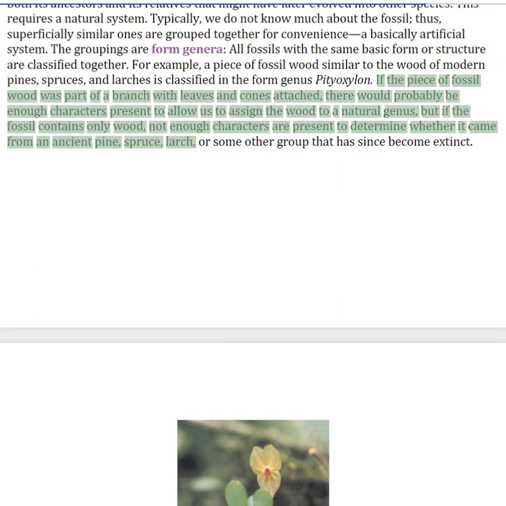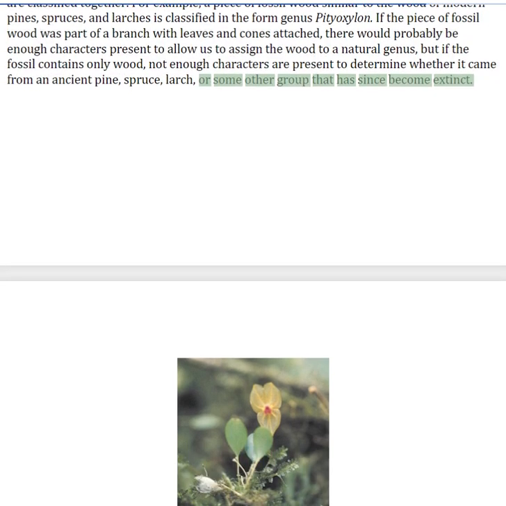If the piece of fossil wood was part of a branch with leaves and cones attached, there would probably be enough characters present to allow us to assign the wood to a natural genus, but if the fossil contains only wood, not enough characters are present to determine whether it came from an ancient pine, spruce, larch, or some other group that has since become extinct.